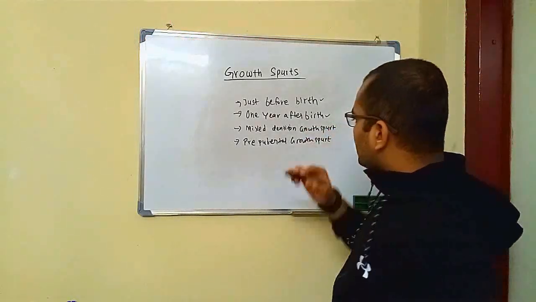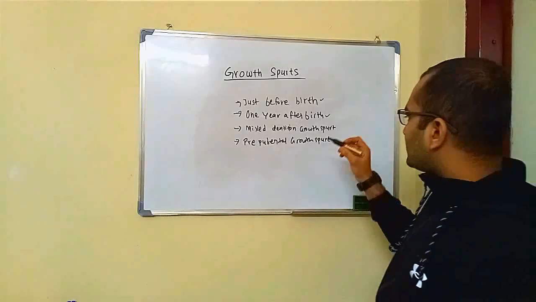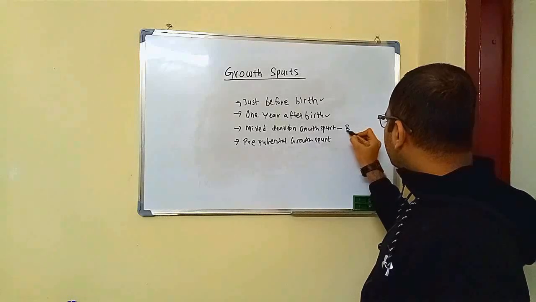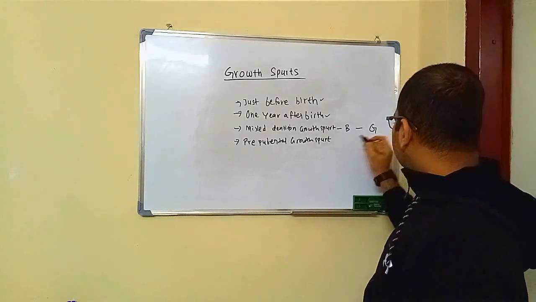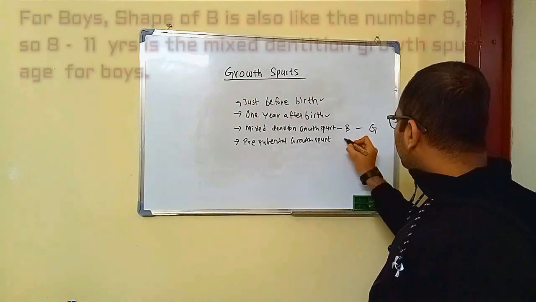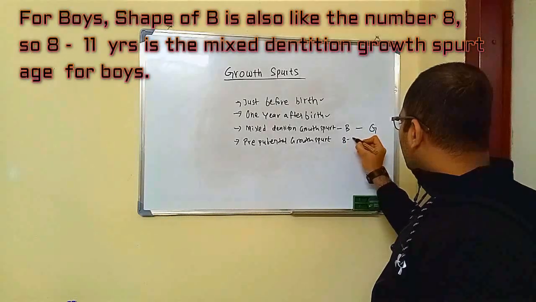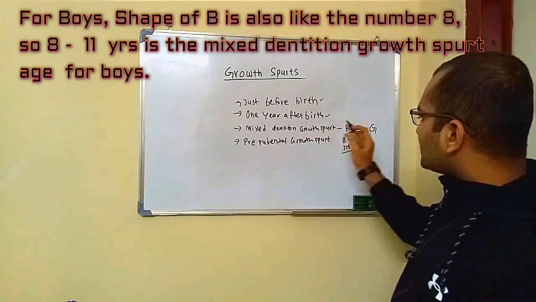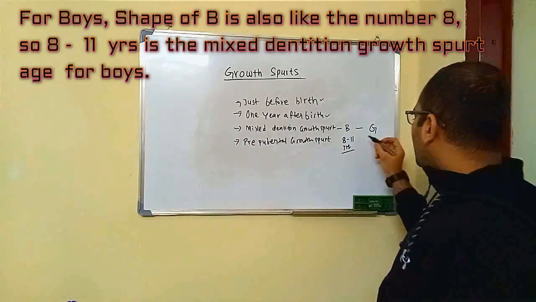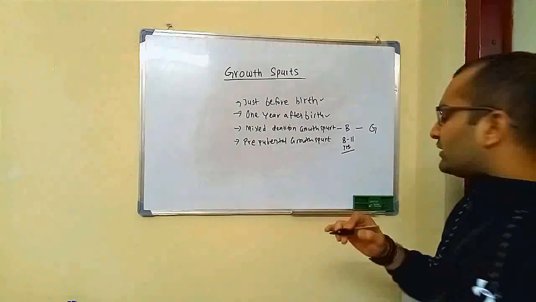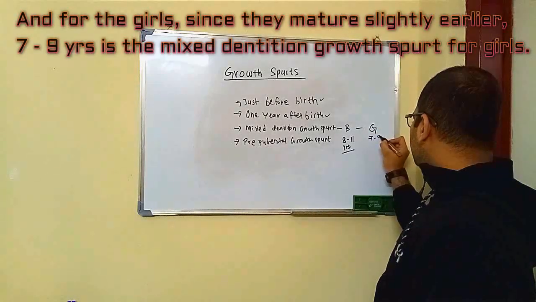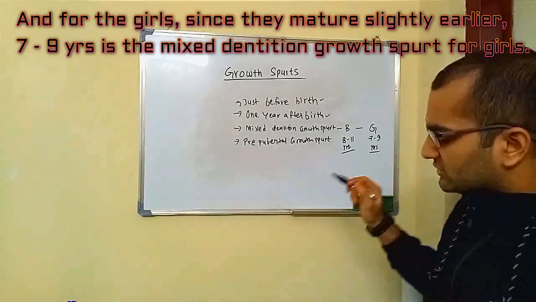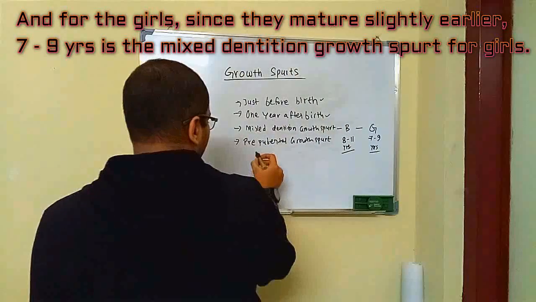And we have got a simple mnemonic to memorize this. Mixed dentition growth spurt for boys and for girls. For boys, the shape of B is also like 8, so 8 to 11 years is the mixed dentition growth spurt for boys. And for the girls, since they mature slightly earlier, 7 to 9 years is the mixed dentition growth spurt for girls. Now the prepubertal growth spurt.